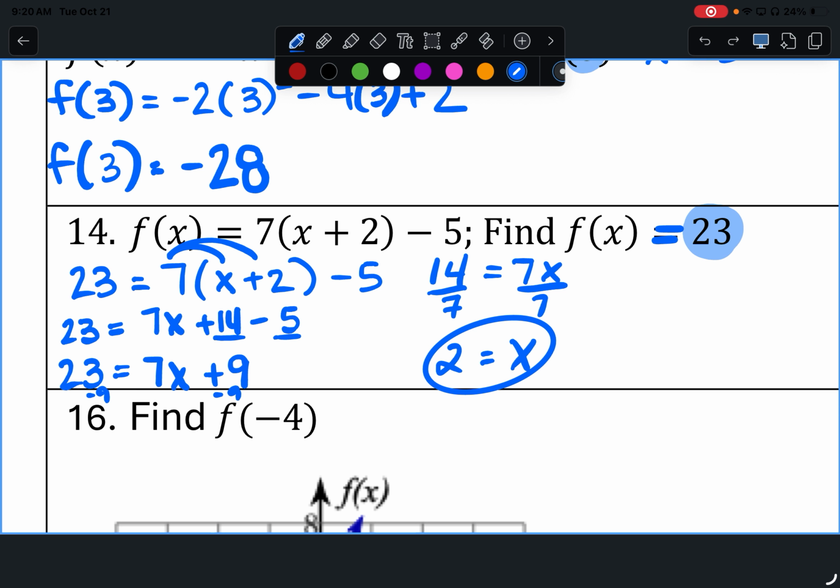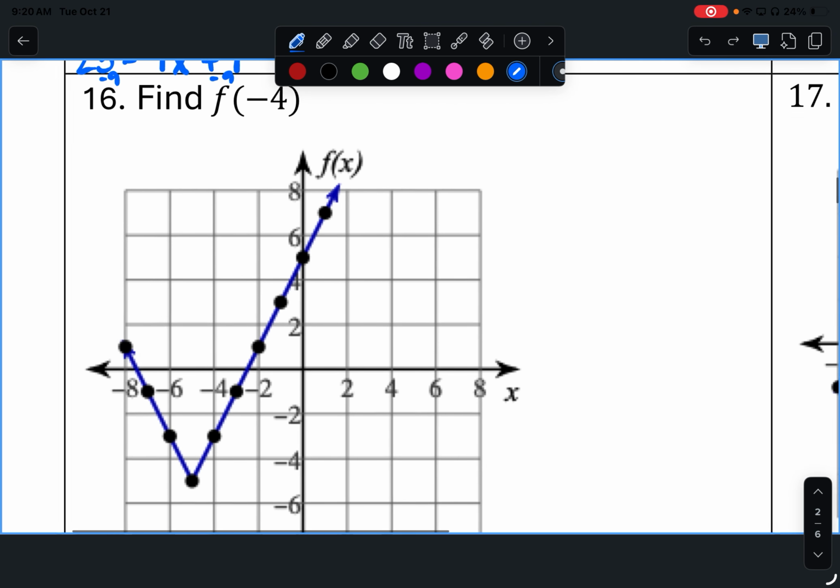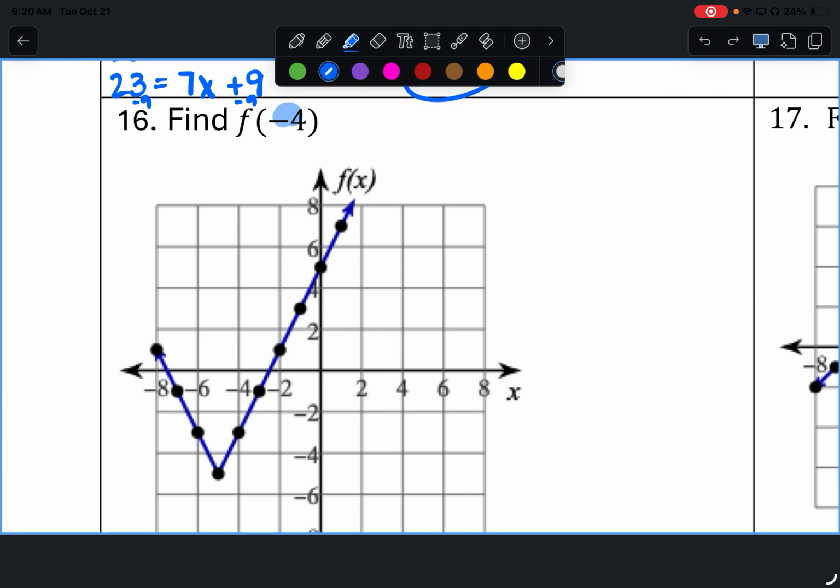(16) We evaluate using a graph. So for 16, we are looking where x is negative 4. So we're going to go to x is negative 4 and find the point. What is the y value when x is negative 4? Negative 3. On the test, all of your graphs will show all of the grid lines. That will have a grid line there for negative 3. Okay, because that is what's right there.